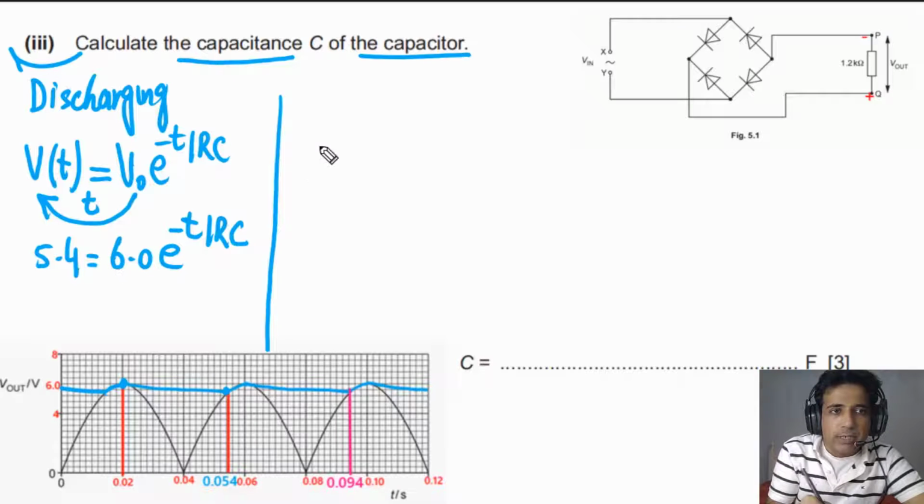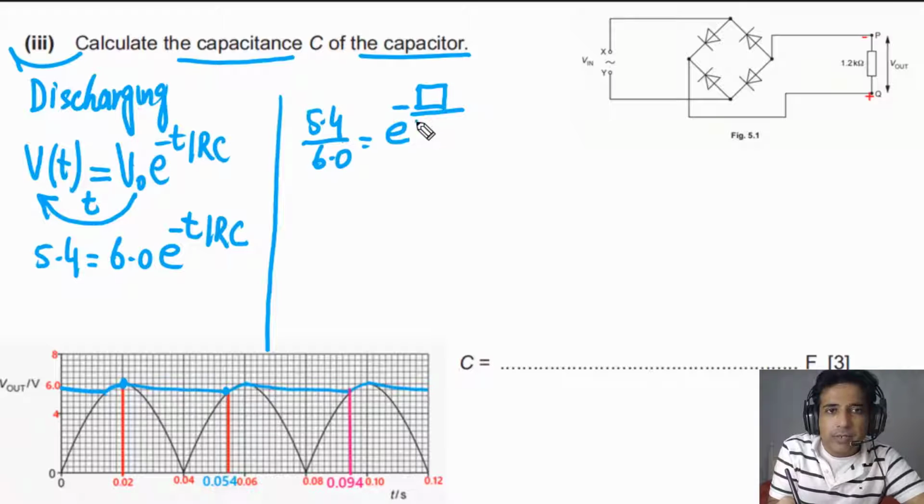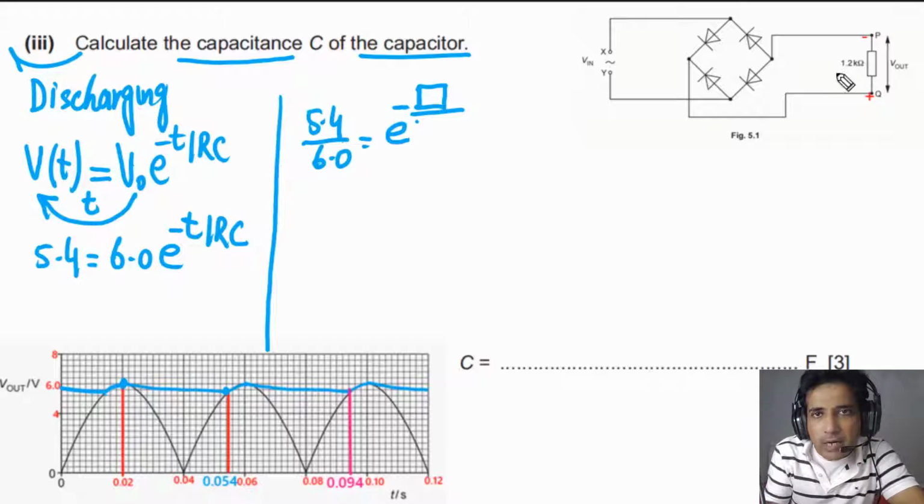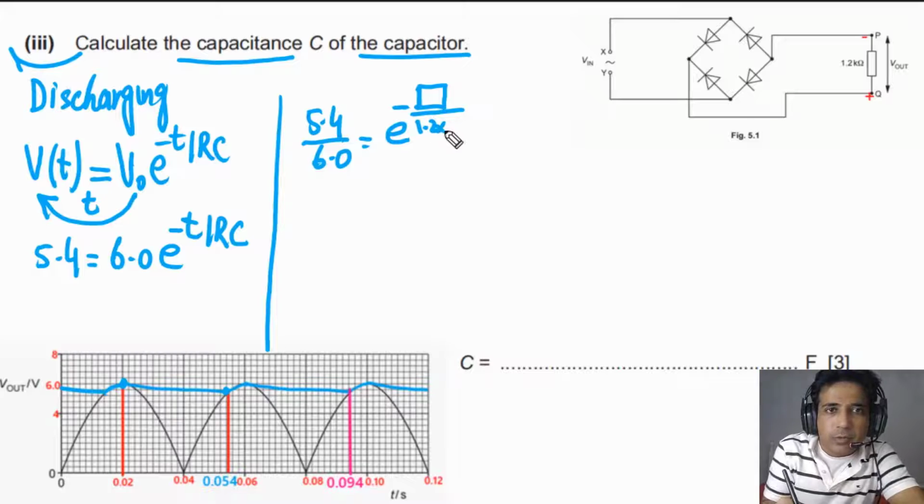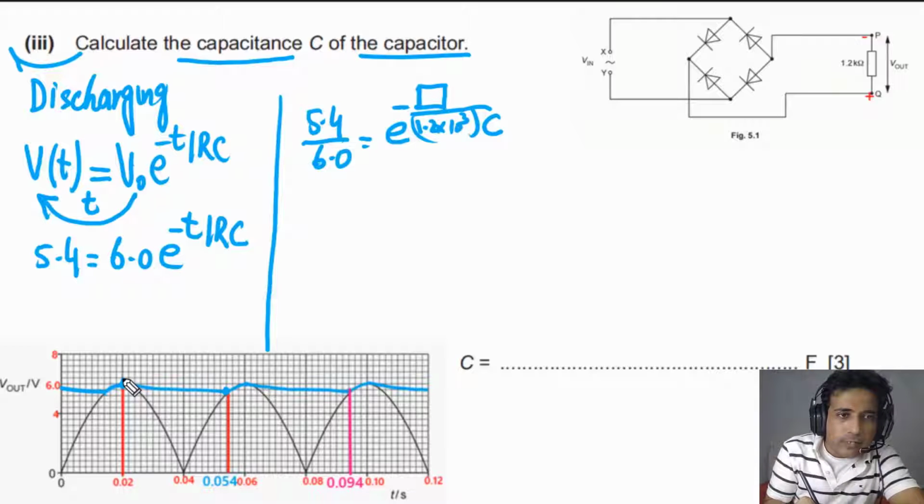So we can simplify this. We can write down this is 5.4 divided by 6.0 times e to the power of minus t. We don't have the value of t, and this one has to be divided by RC. The value of R is given, that is equal to 1.2 times 10 to the 3 ohms. This is the resistance of the circuit, and this is multiplied by C. Now we need to find the value of t, and the value of t is the time taken for this capacitor to discharge from 6.0 to 5.4, and that time you can find from here.